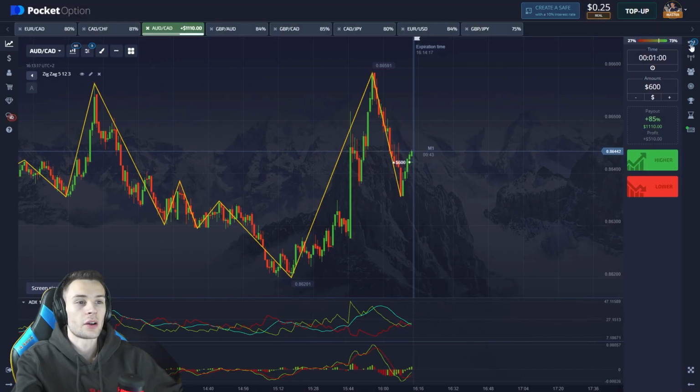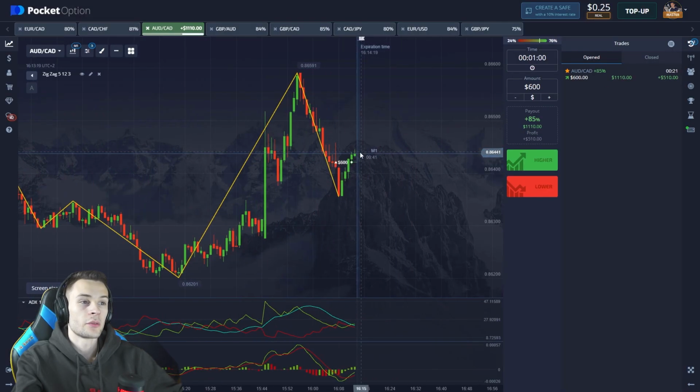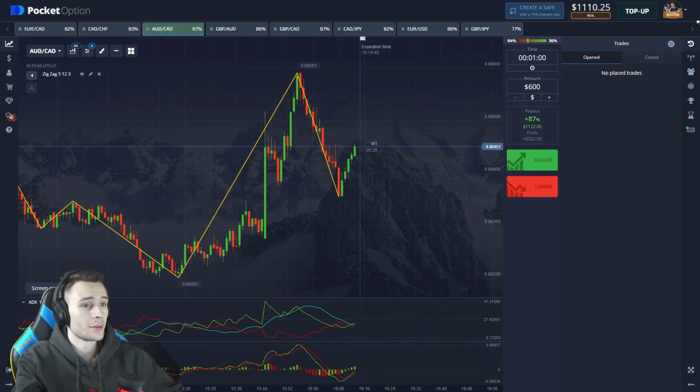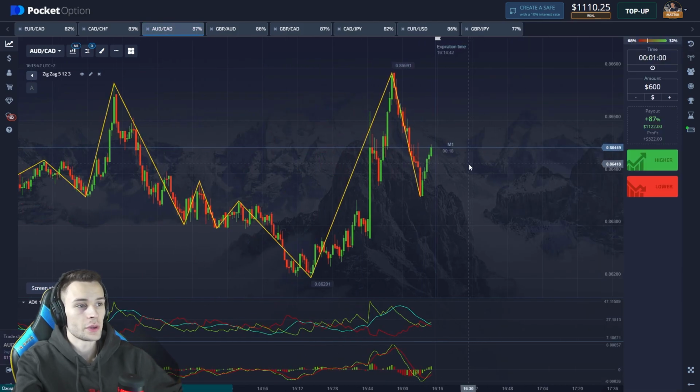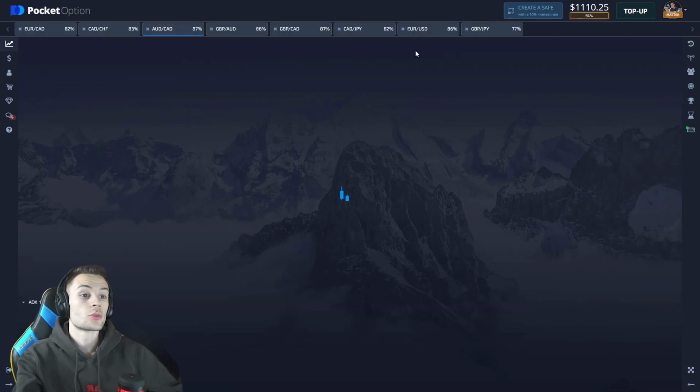And yep, the breakout has already happened. There are around 15 seconds left before the closing. So, and we got more than $1,000 on the balance right now. Let's refresh the page and continue our trading session.